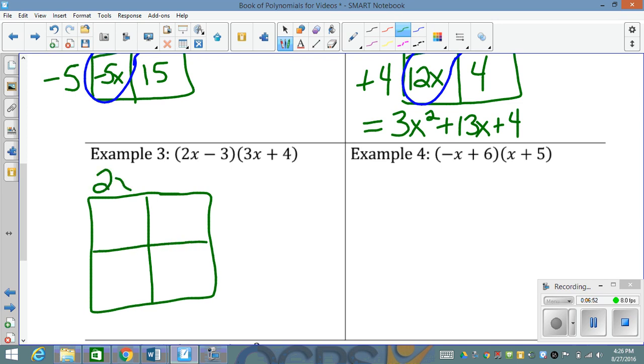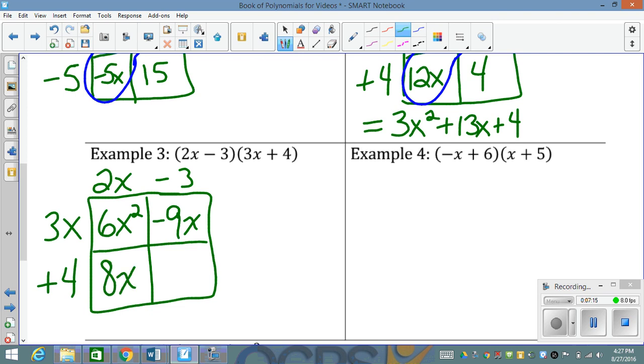Okay, on the outside, 2x minus 3 and 3x plus 4. All right, multiplying each row, each column. 3x times 2x is 6x squared. 3x times negative 3 is negative 9x. 2x times 4 is 8x. And 4 times negative 3 is negative 12. Pay attention to your signs. I would say that's the number one place where people mess up. They don't pay attention to their positives and negatives, so make sure that you do.